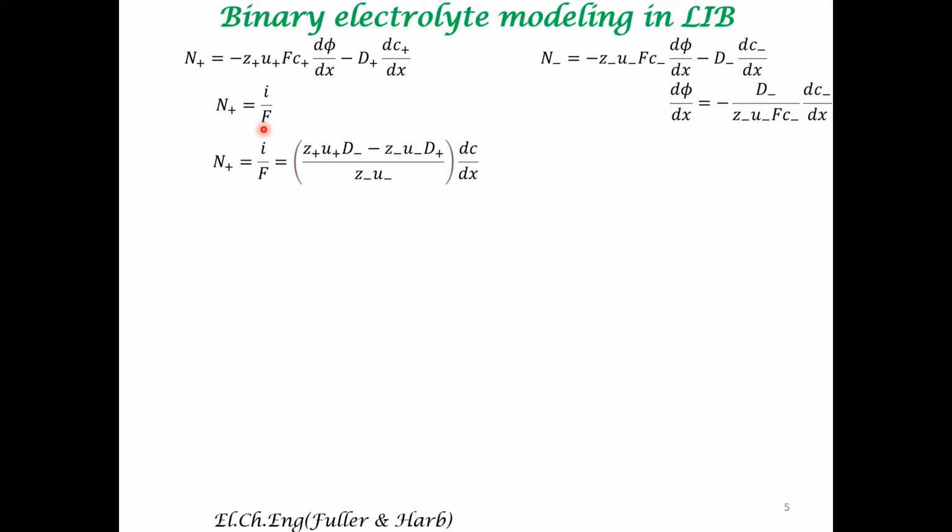Okay, we can write N plus in the following manner using this equation and this equation. I can get this equation, and I can get an effective diffusivity. It's a weighted average between the diffusivity D plus and D minus. I can get the effective diffusivity.